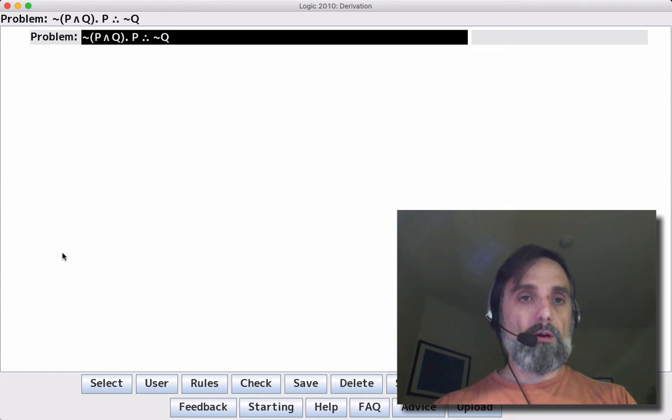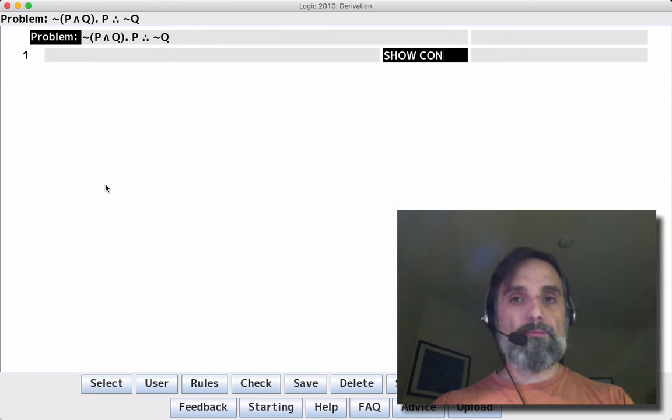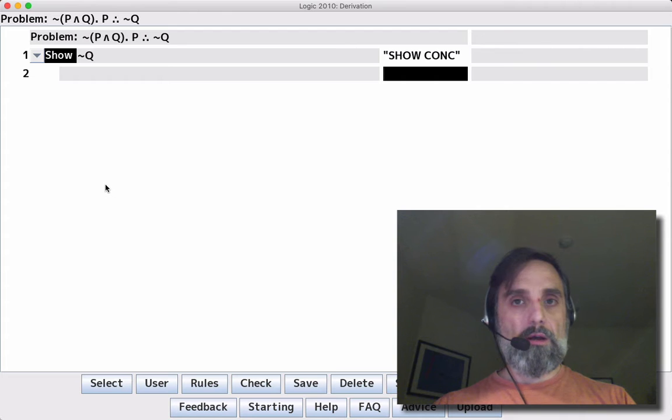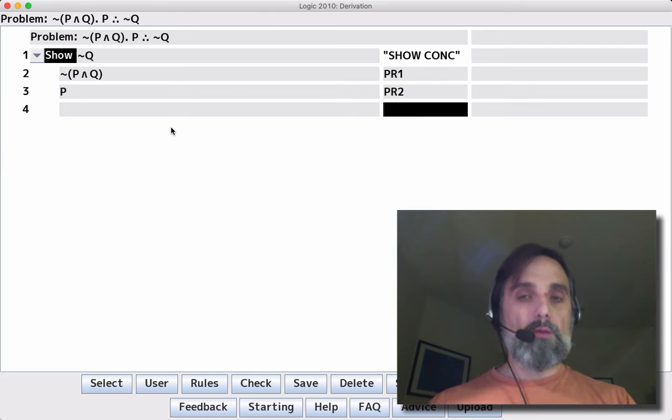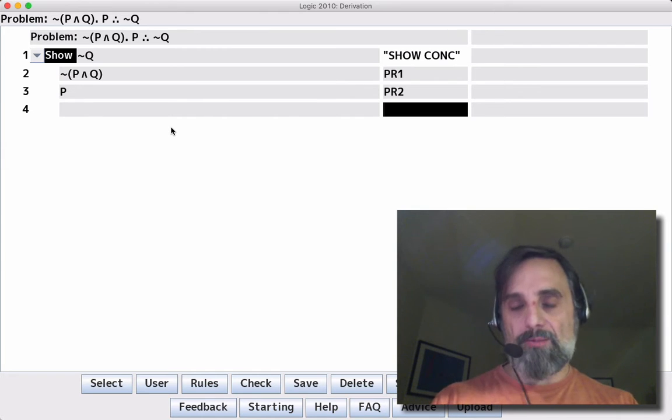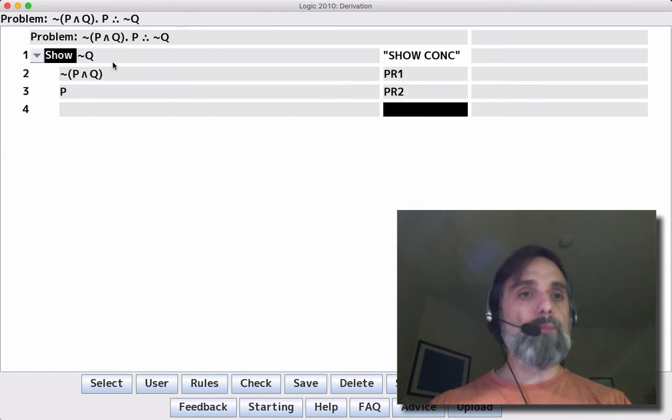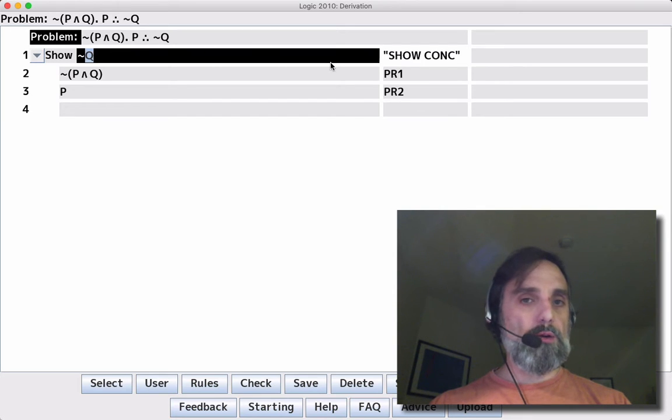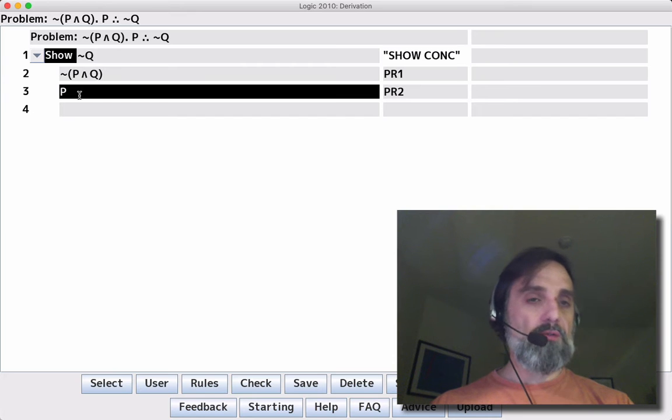So here we have an argument. The conclusion is negation Q. We're going to come back and do this as a derivation, but I first want to just see what the argument looks like. We'll come back and make the assumption later. Right now we're just looking at the argument. So the conclusion is negation Q, and there are two premises, one of which is negation of P and Q, and one of which is P.